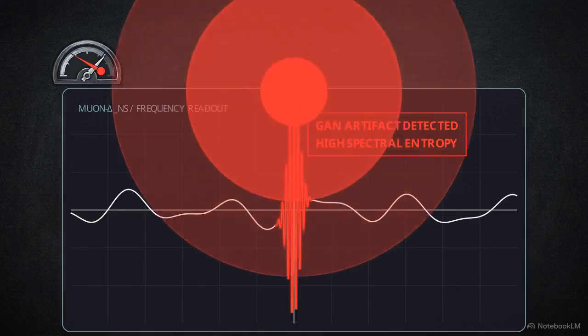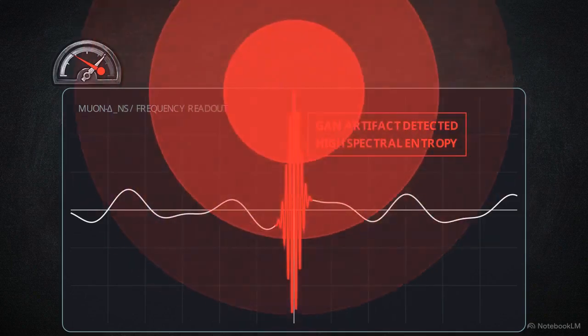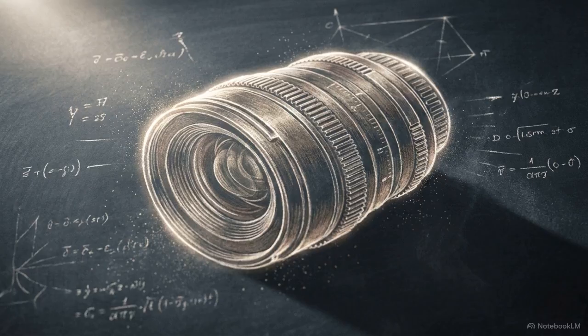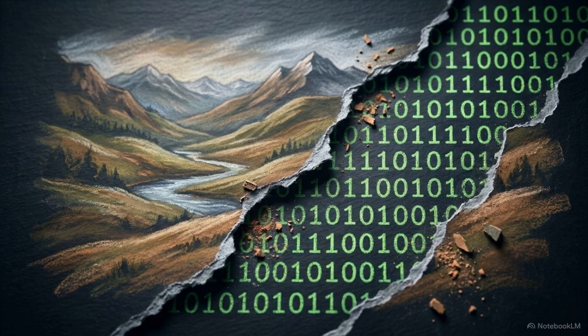A spike in muon delta ns creates high entropy within that specific hyperedge. This entropy acts as an alarm, signaling that the data points within the visual ensemble belong to different latent spaces, rather than a single physical capture. Spectral entropy enforces a zero-trust standard. A single frequency anomaly invalidates the entire local physical dependency, no matter how photorealistic the image looks.